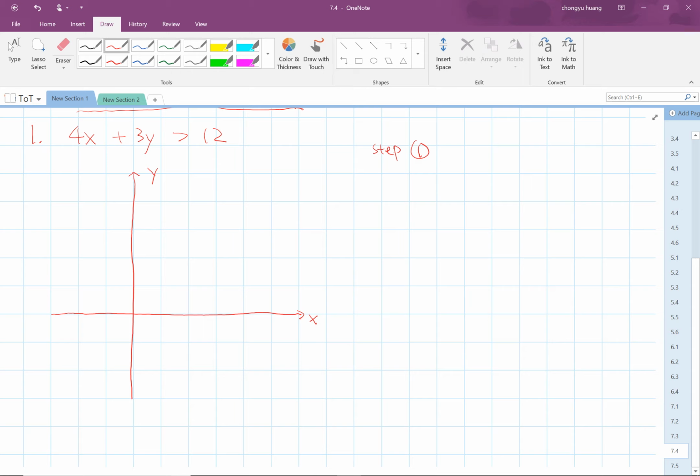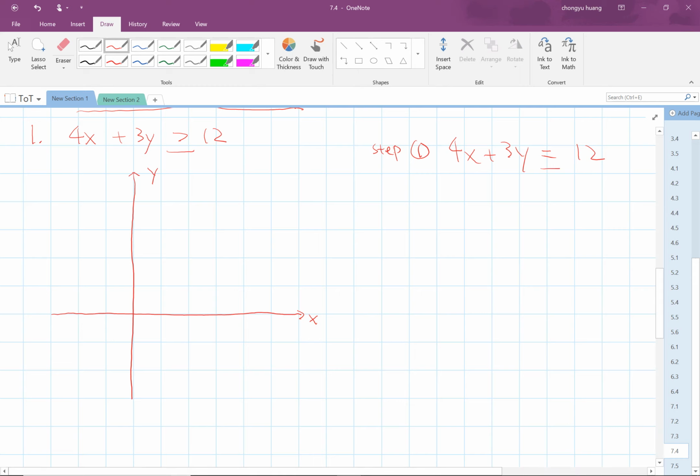Step 1 is saying we have to replace the inequality with the equal sign, right? That's basically what step 1 says. The inequality over here is bigger than, so we have to replace it with equal to, sorry, it's actually equal to 12. That's my mistake. Sorry about that. So basically, we have already replaced it.